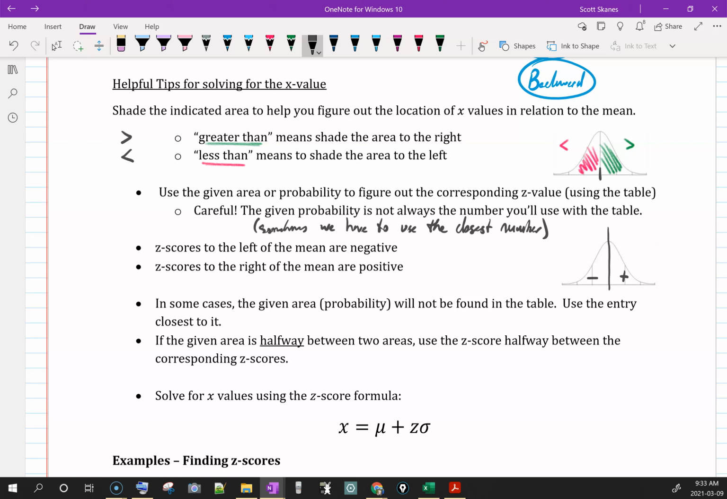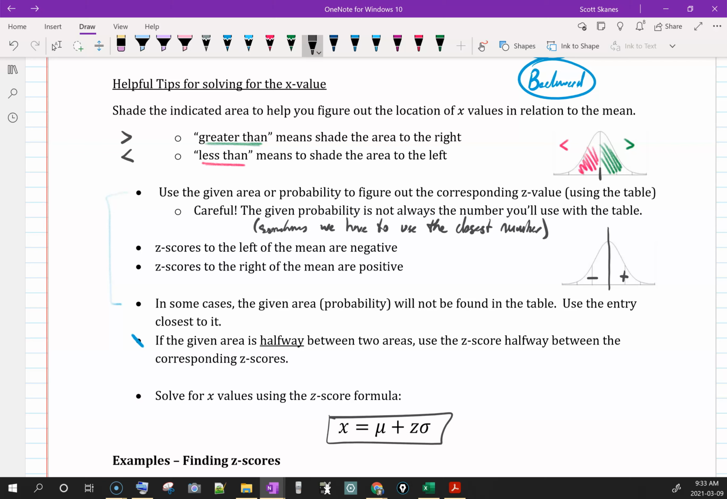In some cases, the given area or probability will not be found in the table. Use the entry closest to it. These are kind of the same point. If the given area is halfway between two areas, use the z-score halfway between the corresponding z-scores. That almost never comes up. And then solve for x values using this z-score formula.